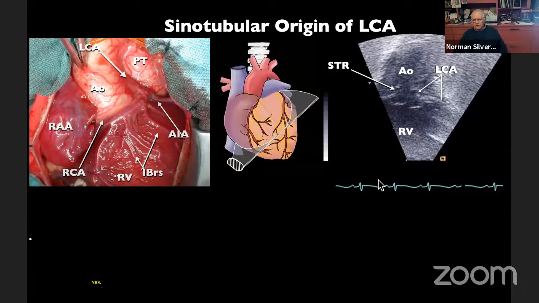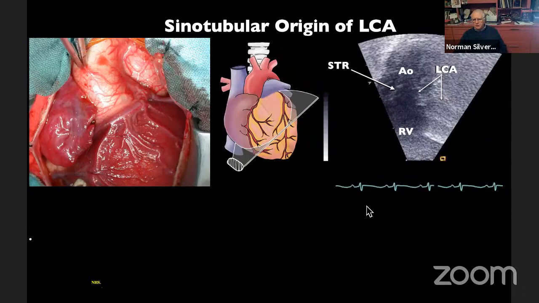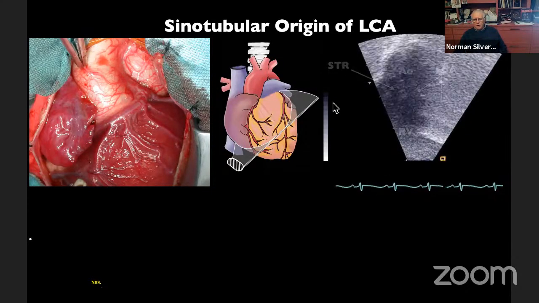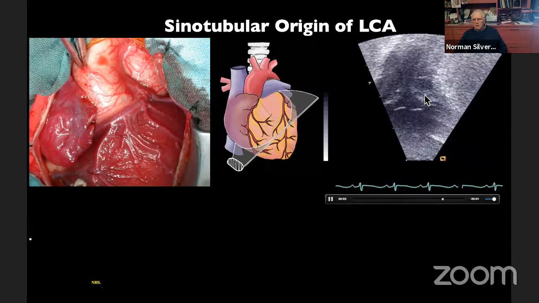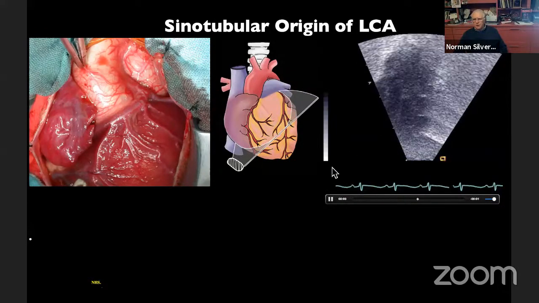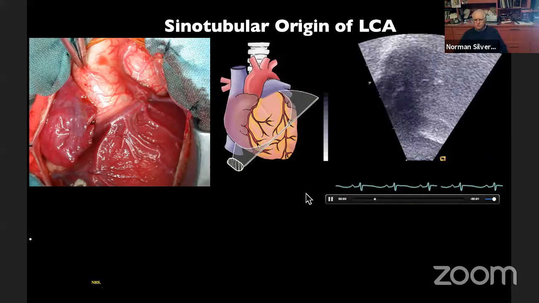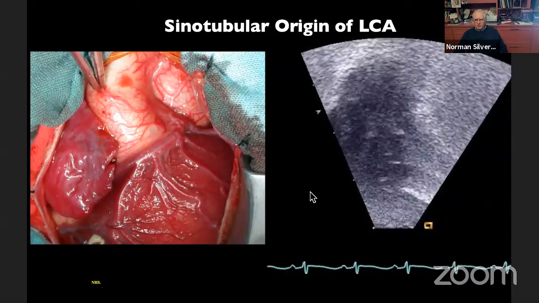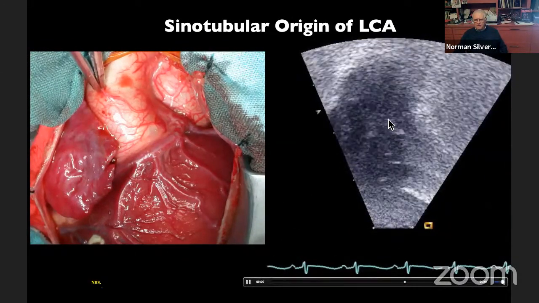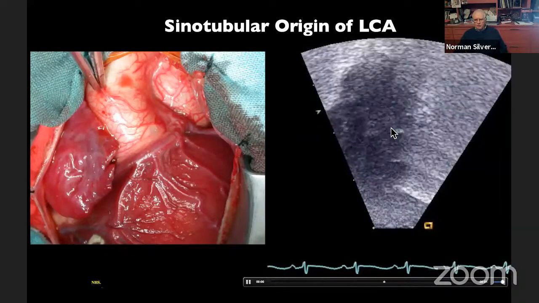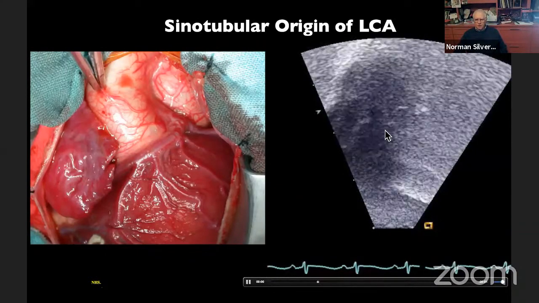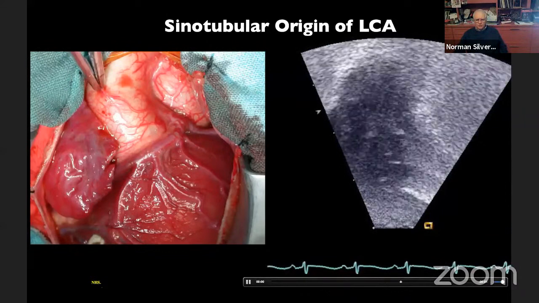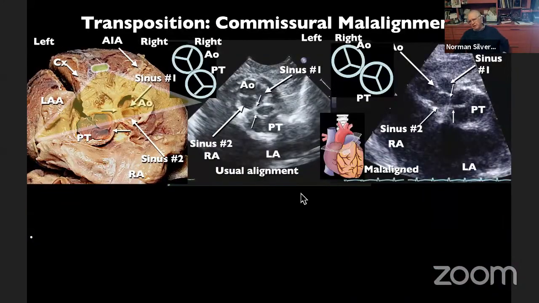And here you can see an echocardiogram showing the sinotubular origin of the solitary left coronary artery. It's not the best picture, but I think it shows very nicely. Here's the sinotubular origin of this, and this is another pointer to the possibility that there is an intramural course.